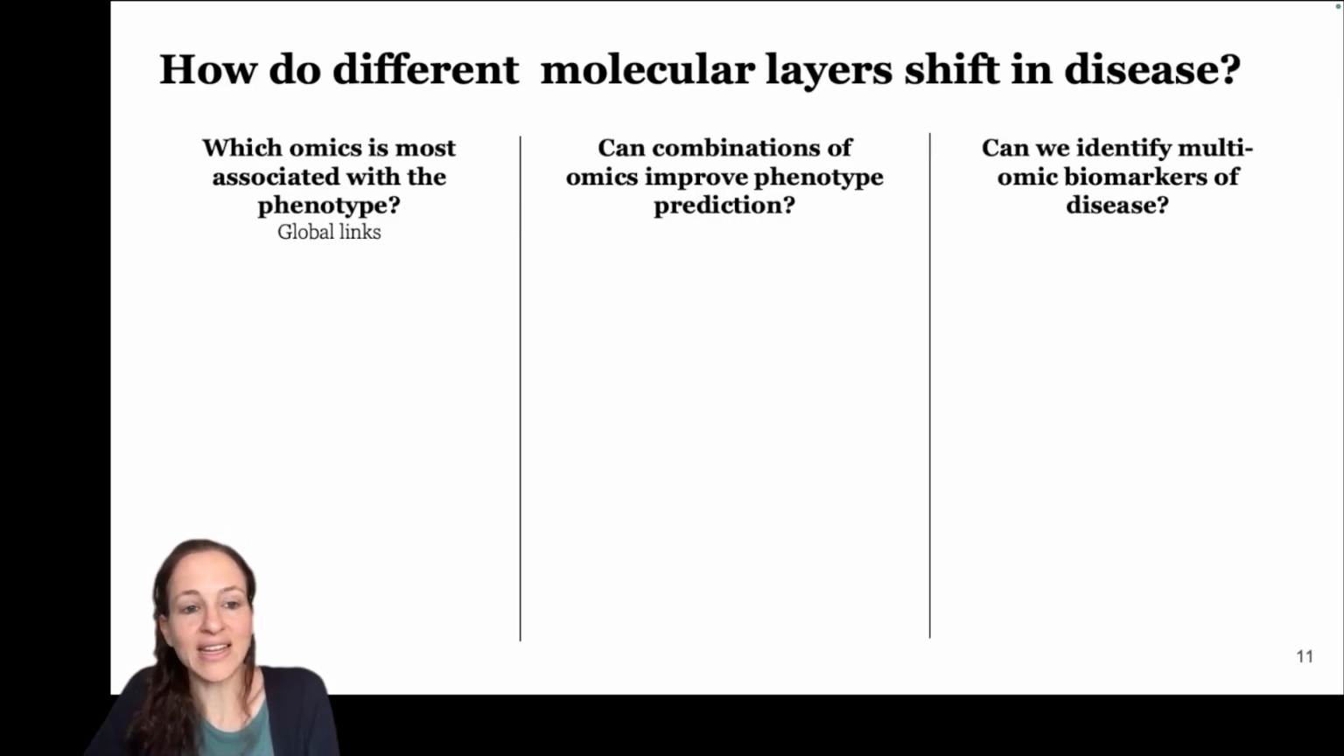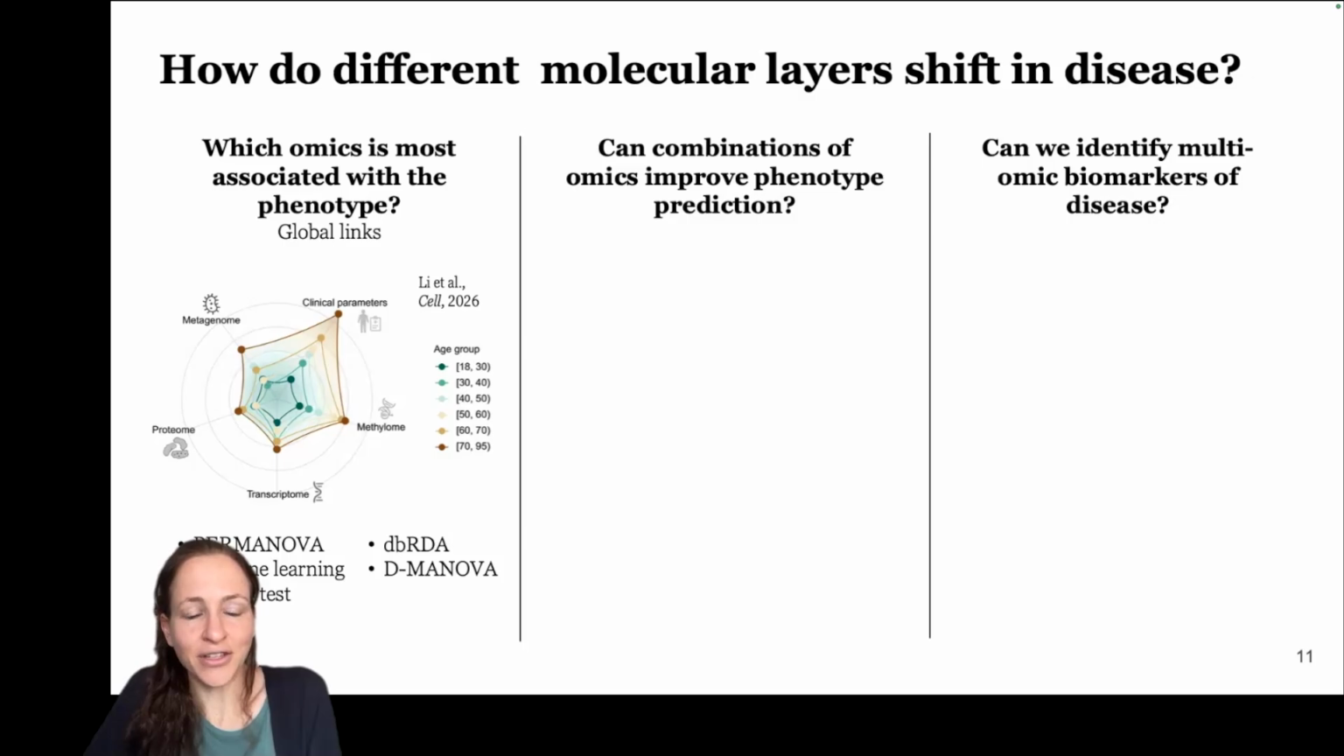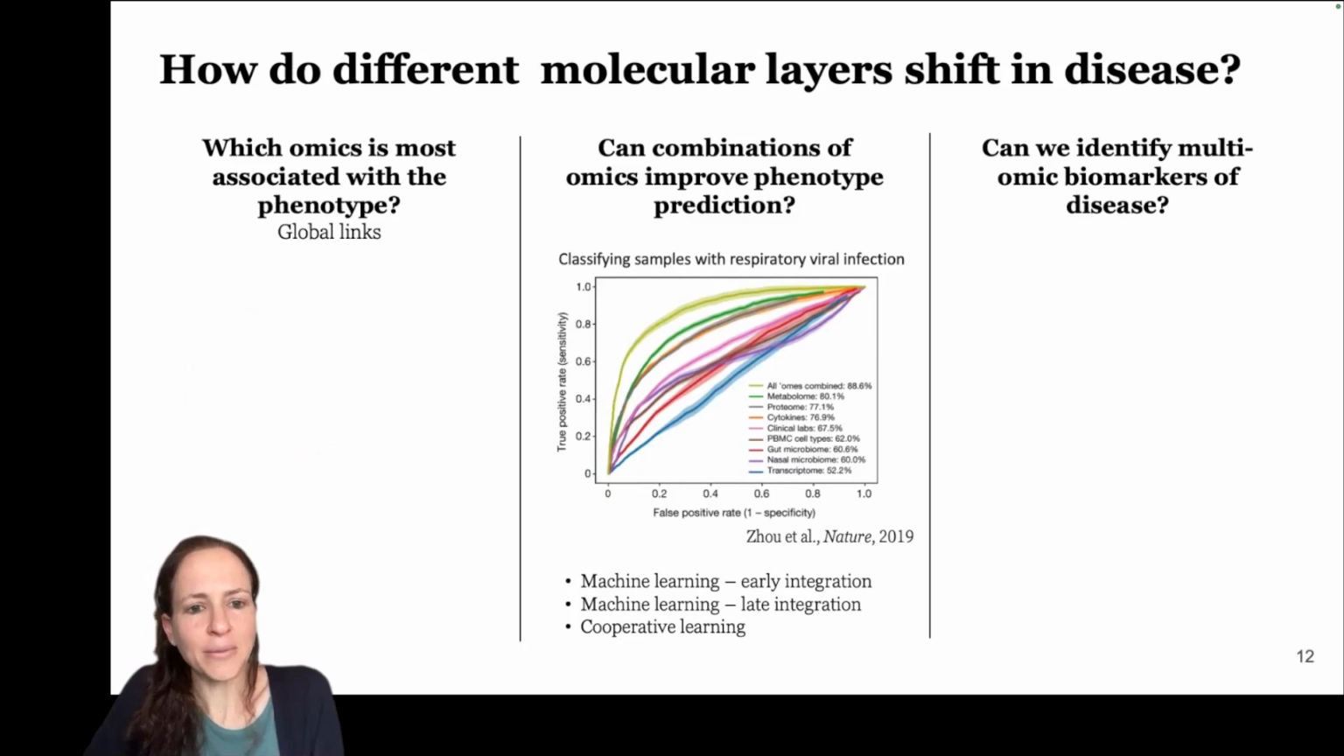Again, a few examples from studies. So this is a very recent study of aging in a Chinese population, and they looked at different omics, different kinds of profiles, and tried to quantify how much each profile changes with aging. In another example from 2019, this is a pre-diabetic cohort, and the authors looked at whether or not combinations of different omics can help classify patients by whether they are suffering from respiratory viral infection. You can see here that by combining different omics, they were able to improve performance.